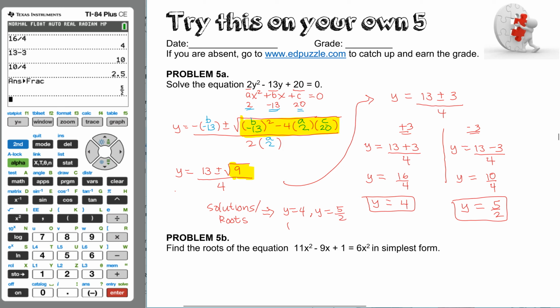Or you can write this in terms of set notation. So this would be 4 and 5/2. So this one should be your final answer.